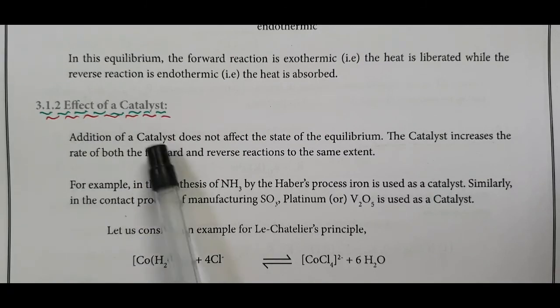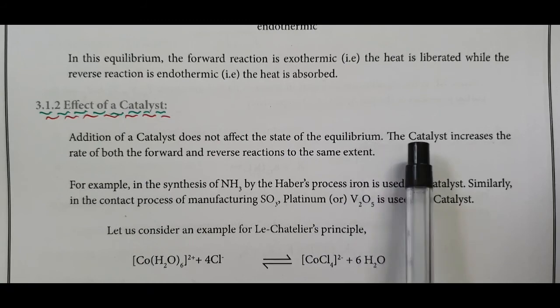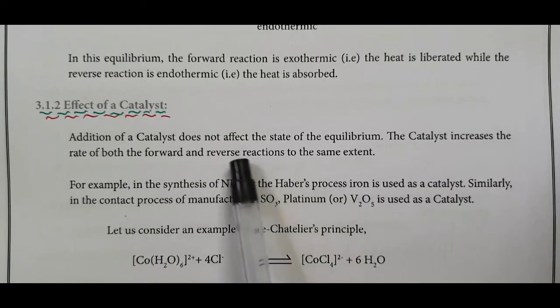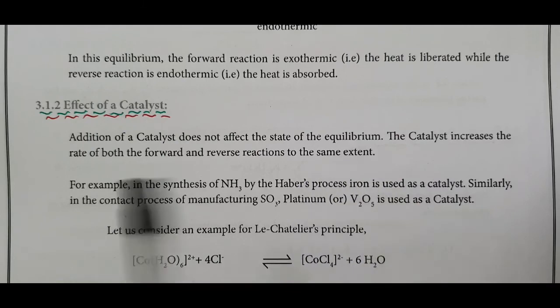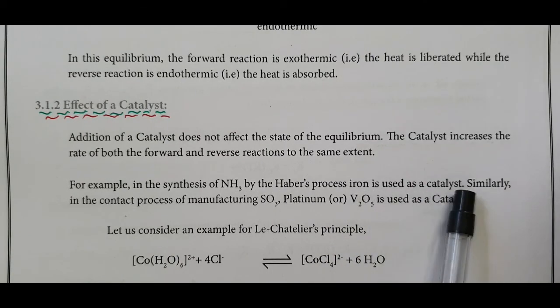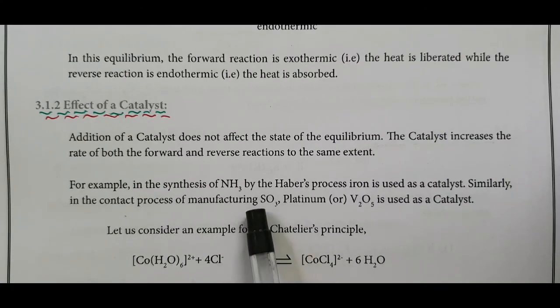Come to effect of catalyst. Addition of a catalyst does not affect the state of the equilibrium. The catalyst increases the rate of both the forward and reverse reactions to the same extent. For example, in the synthesis of NH3 by the Haber process, iron Fe is used as a catalyst. Similarly, in the Contact process of manufacture of SO3, platinum or vanadium pentoxide is used as a catalyst.